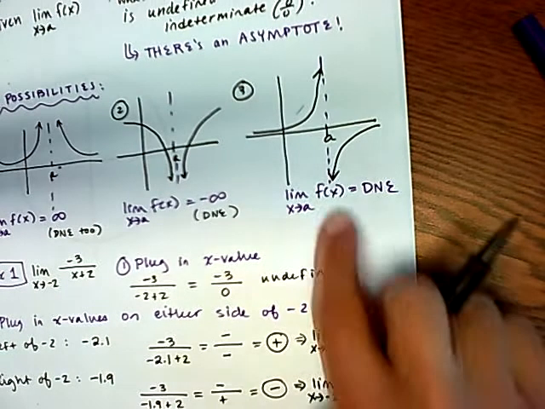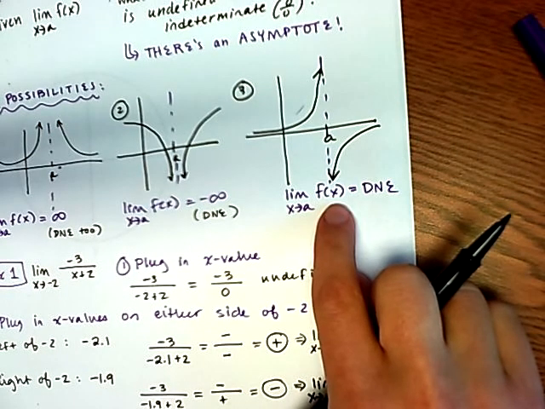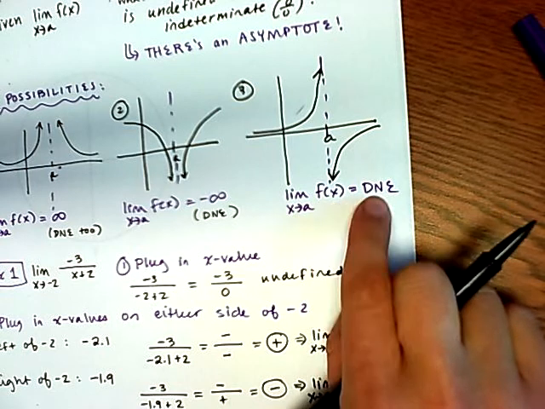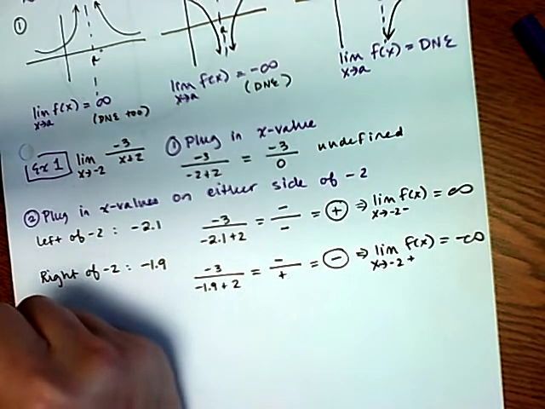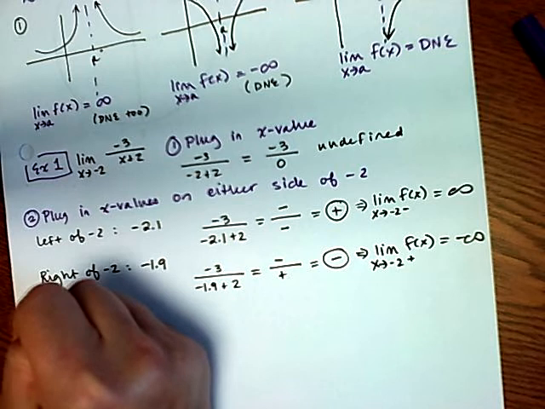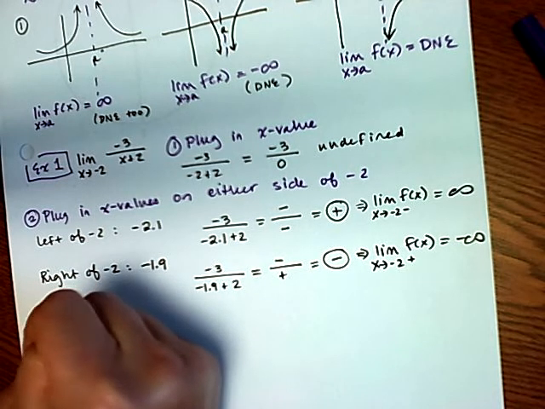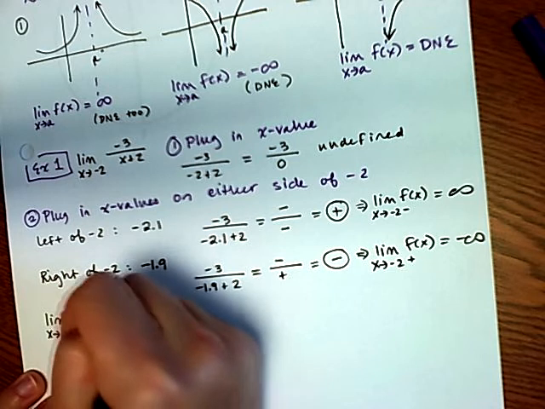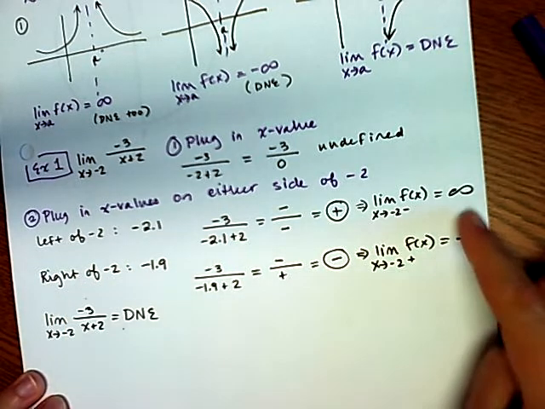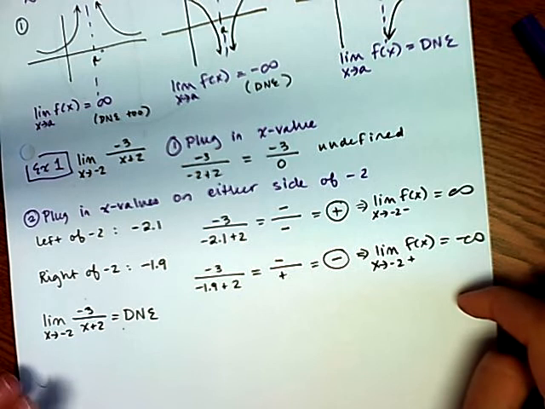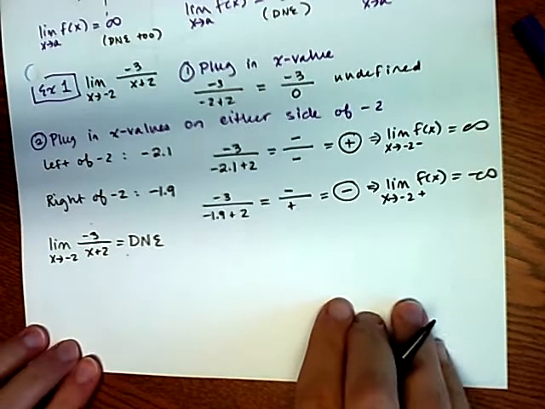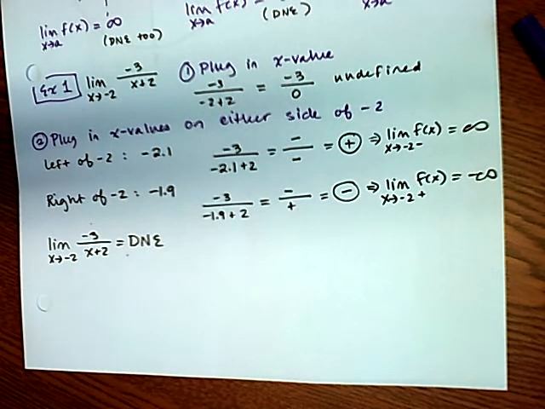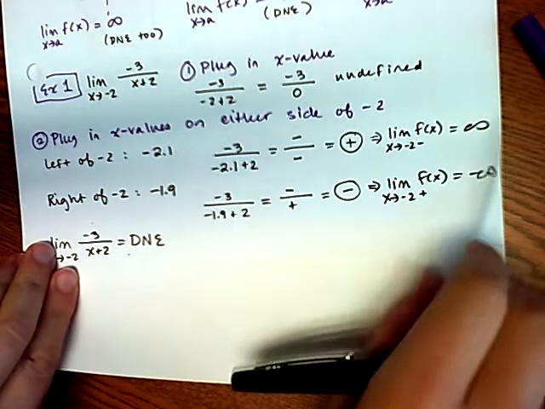So I end up with my third possibility. Therefore, I'm going to say that the limit as x goes to -2 does not exist. And that would be my final answer. So I'm rewriting out the original problem, and now I know that this does not exist based on all of the work I just did. It's a little bit of a tedious process, but it always will work whenever we have a number divided by 0. So let's look at another example.